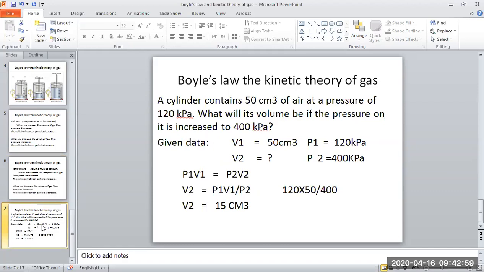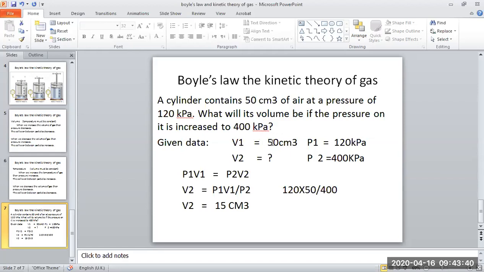And here is a numerical that we solve. A cylinder contains 50 centimeter cube of air at a pressure of 120 kilopascal. What will its volume be if the pressure on it is increased to 400 kilopascal? We increase the pressure from 120 to 400 kilopascal. Now we check how much the volume decreases from 50. Now we calculate.